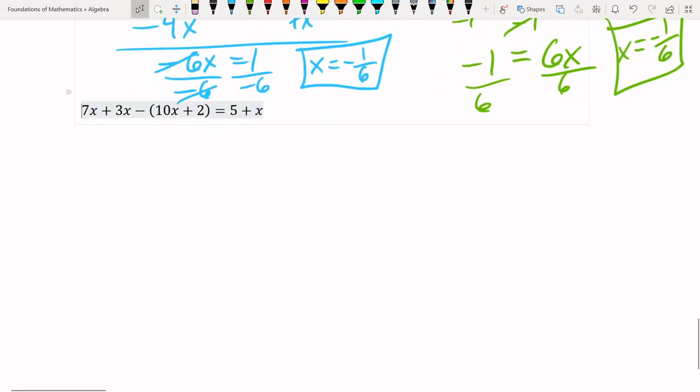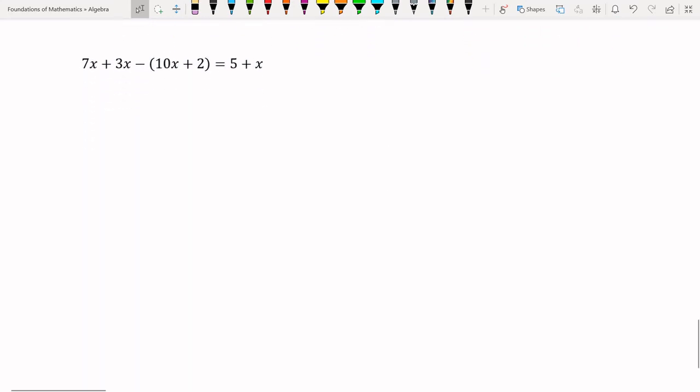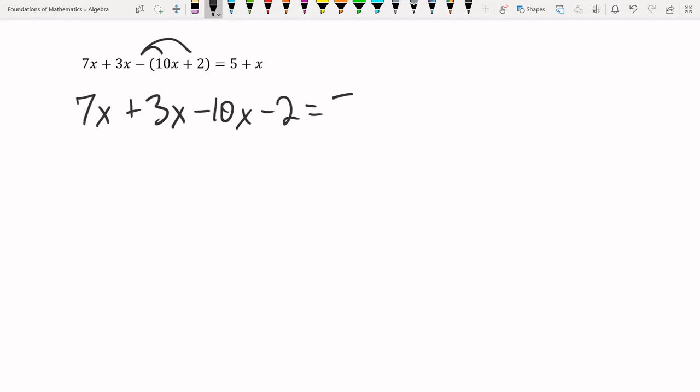All right, let's do this last problem before we move on to some application. This one's a bit longer. We have a lot more x's. The first thing I'm going to do still is distribute to get rid of parentheses. We have 7x plus 3x. Negative times 10 is negative 10x. Negative times 2 is negative 2. And we have 5 plus x. So we have a lot of like terms here. 7x, 3x, and 10x. 7x plus 3x is 10x.